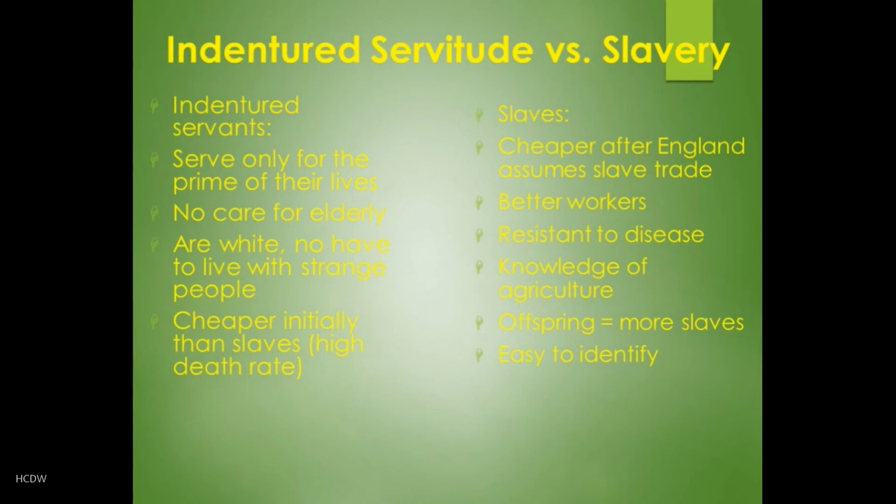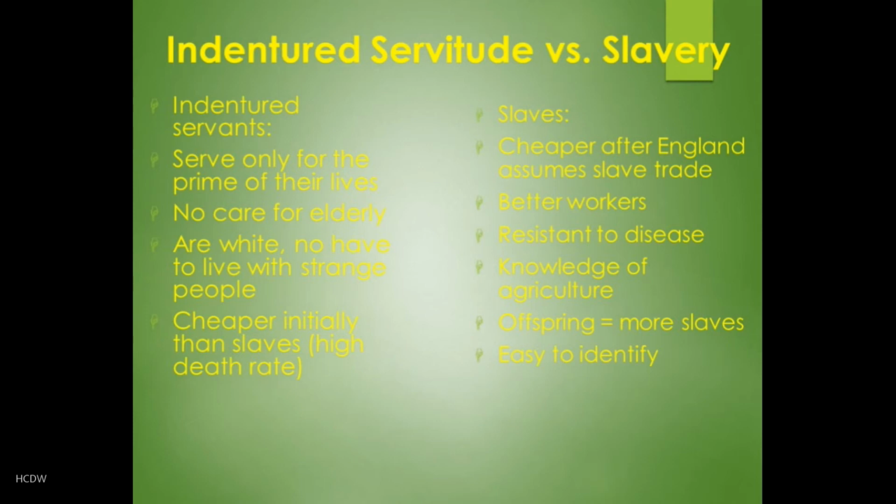Down the road, African slaves became a cheaper option once England took over the slave trade after 1660, which we're going to talk about in just a moment. So, if we look on the African slavery side, why might we prefer African slaves as a labor source? Well, again, after England assumed the slave trade, African slaves became a cheaper option.